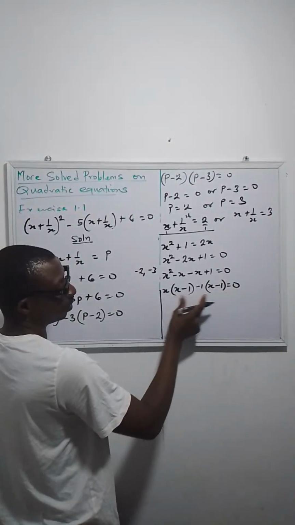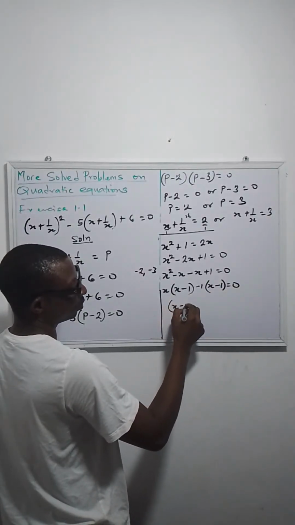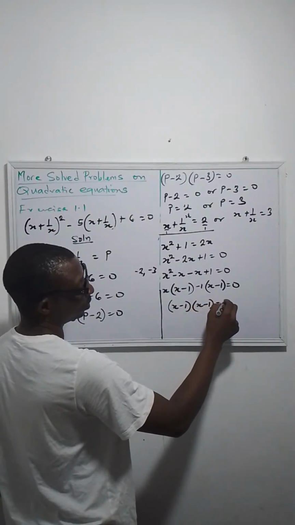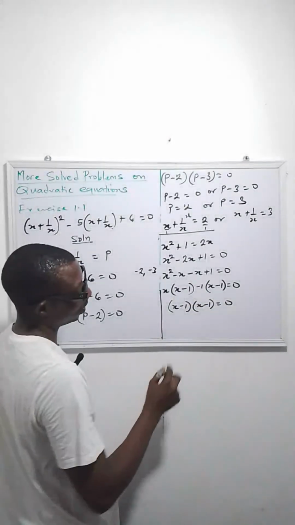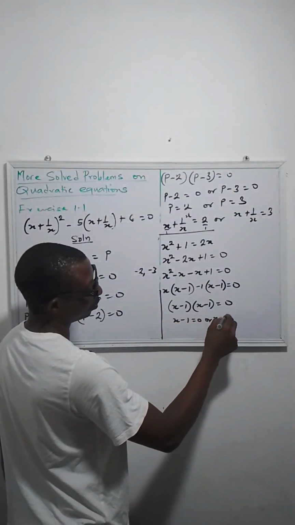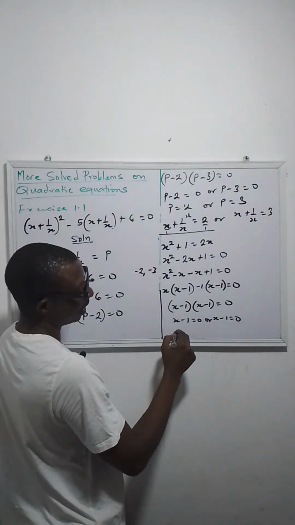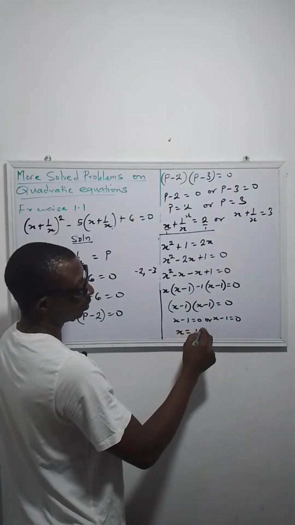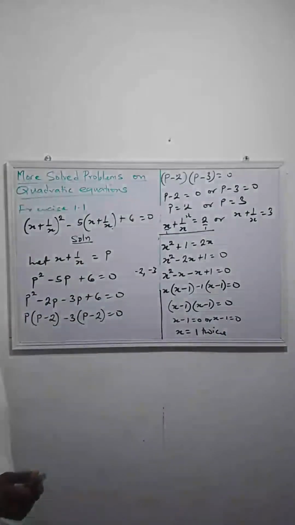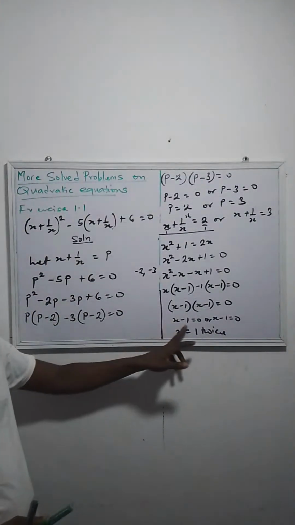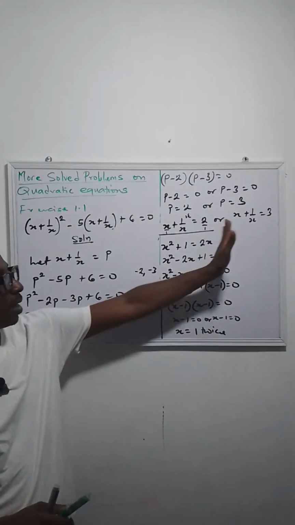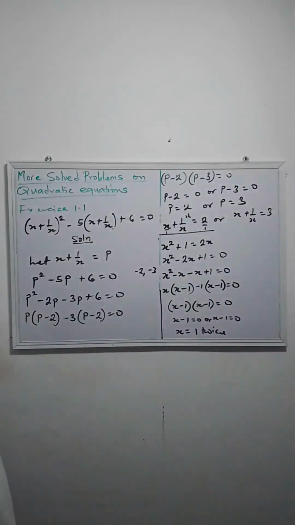So you can factor out this. You have x minus 1, and you are left with x minus 1 here as well, equals 0. So we have x minus 1 equals 0, or x minus 1 equals 0. That means x equals 1 twice. So that's going to be the answer. x equals 1 twice. So that's the first part. Now let's look at the second part.